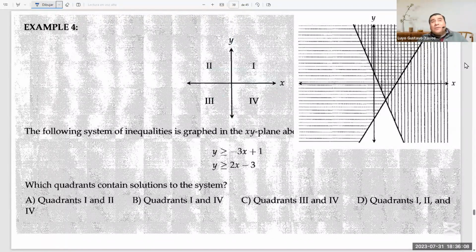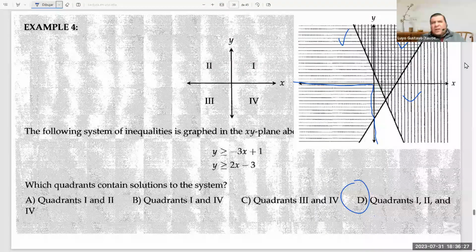Okay. So actually, which quadrants contain solutions to the system? In other words, which quadrants are being touched by the double shaded region? This quadrant, this quadrant and also this quadrant. This is untouched, the third quadrant. So the solution must be 1, 2, and 4. Okay, so that's it. That's how we interpret these questions about systems of inequalities, people.